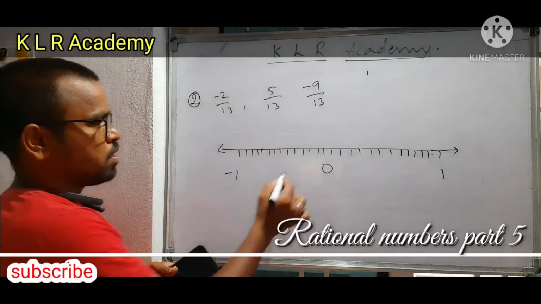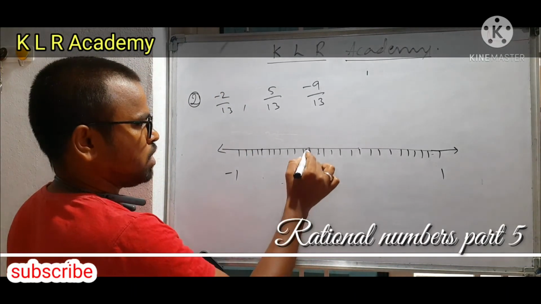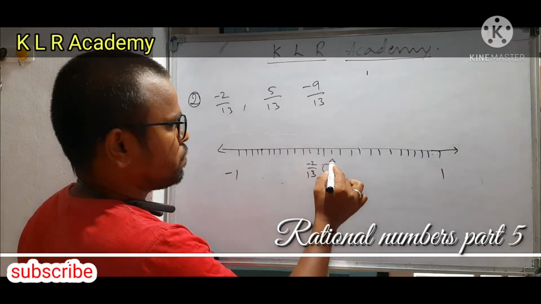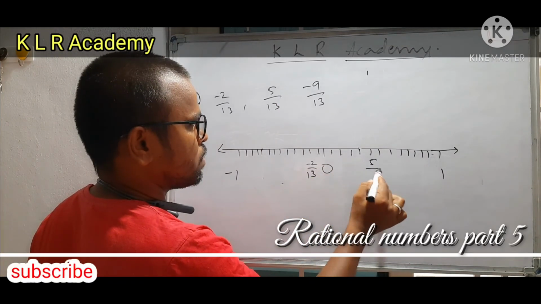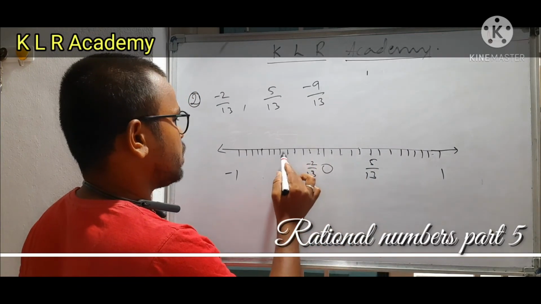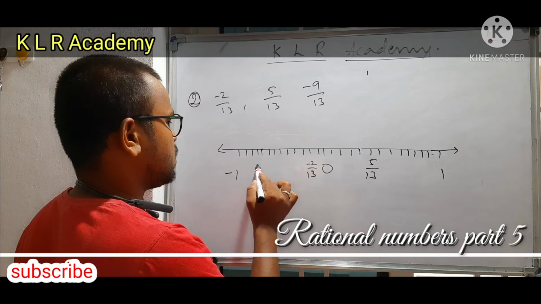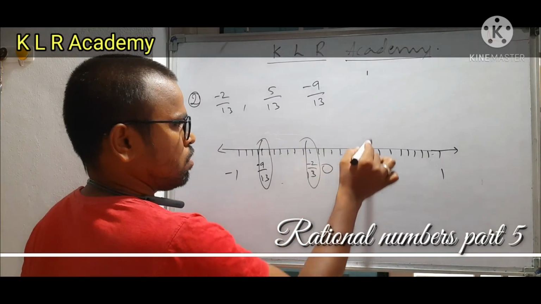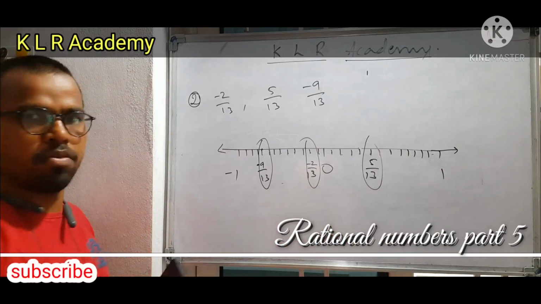So which one you want? Minus 2 by 30. So 1, 2. This is minus 2 by 30. 5 by 30. 1, 2, 3, 4, 5. 5 by 30. Minus 9 by 30. This is 2, 3, 4, 5, 6, 7, 8, 9. Minus 9 by 30. These are the values present on the upper line.